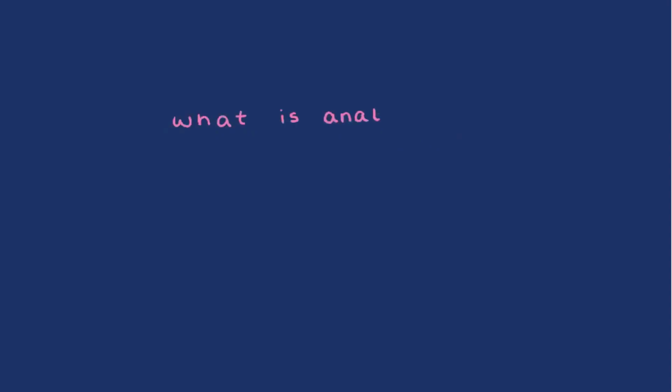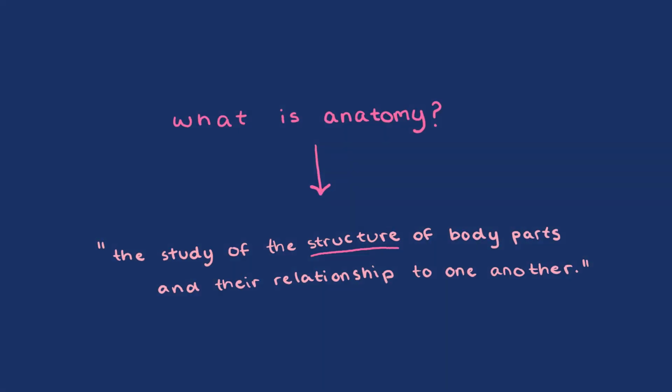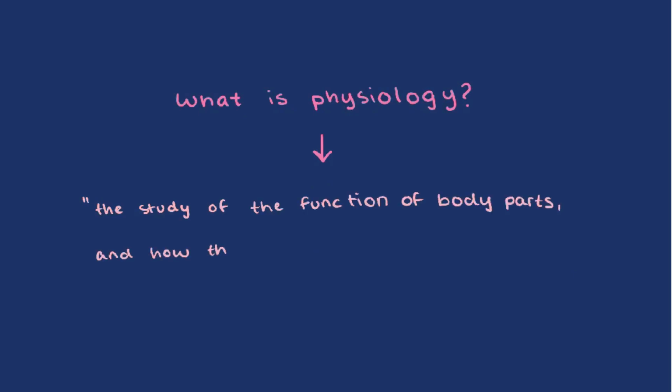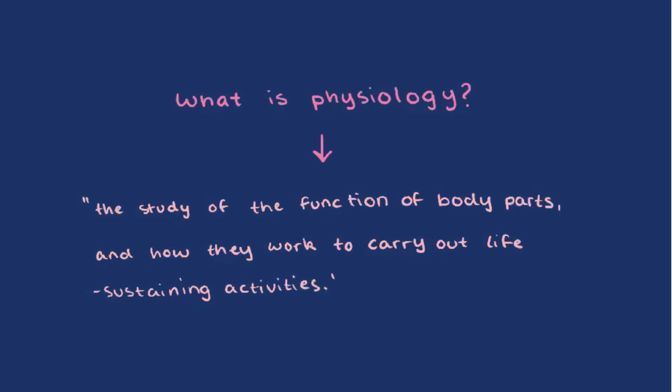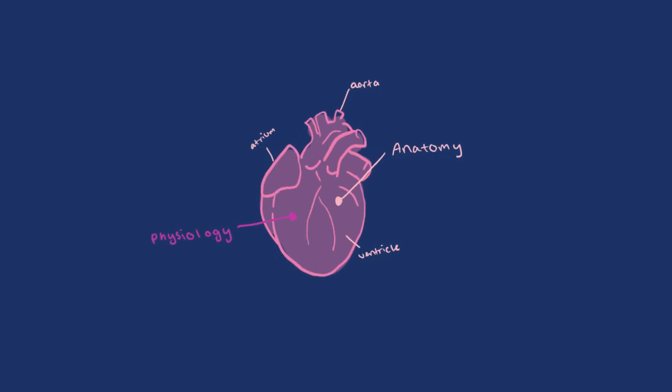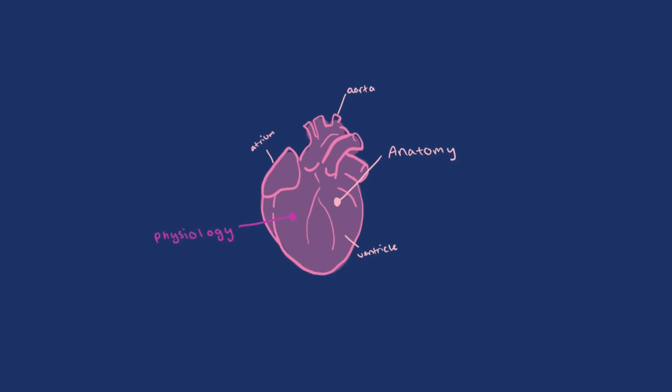So, anatomy, what is anatomy? It is the study of the structure of body parts and their relationship to one another. And then physiology is the study of the function of body parts, how they work to carry out life-sustaining activities. So, emphasis on anatomy is the structure and physiology is the function. So if we looked at, say, the heart, the anatomy would be its physical structure, how it's got the aorta, it's got atriums, it's got ventricles. And then the physiology would be the fact that it pumps blood, its function to pump blood throughout the body.